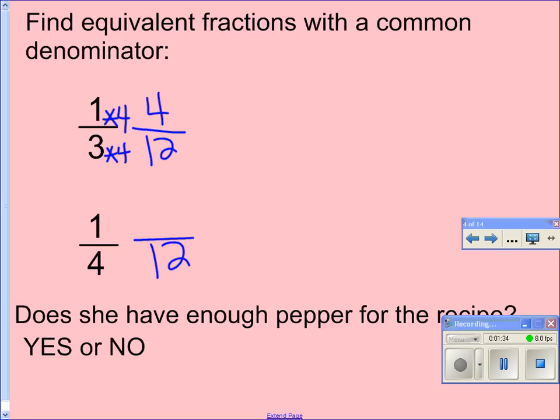4 times 1 is 4. And for 1/4, you're going to ask yourself, what did you do with 4 to get to 12? Okay, you multiplied by 3. So whatever you do to the bottom, you have to do to the top. That's just like multiplying by 1. So these are equivalent fractions to the fractions that you see here. So we have 4/12 and 3/12.